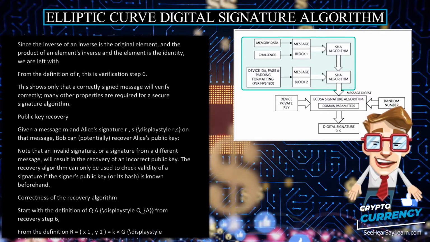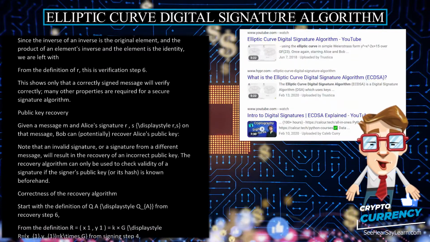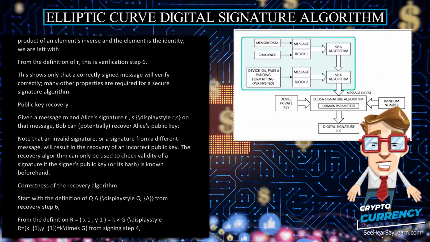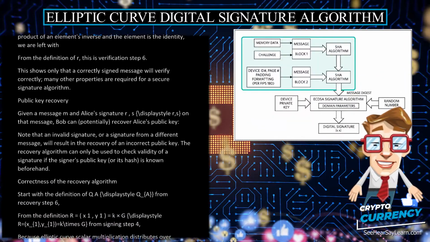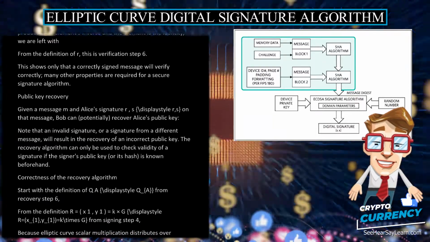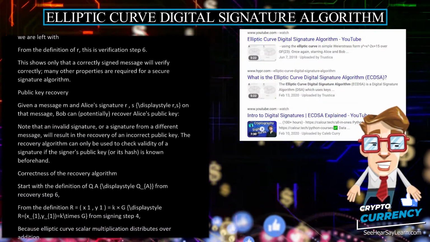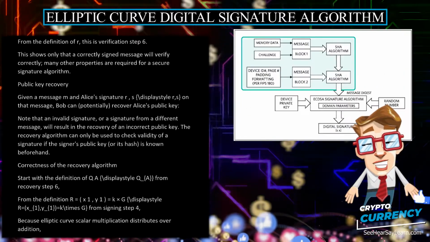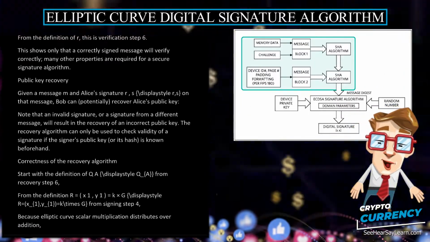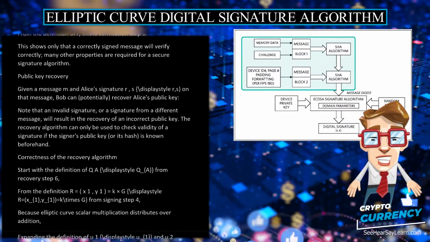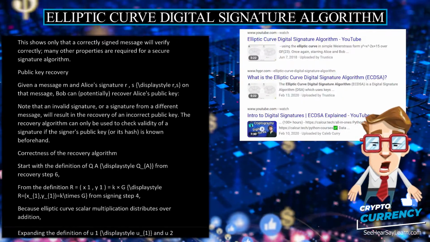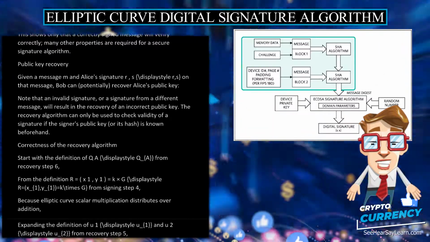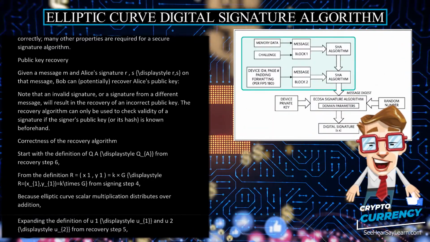This shows only that a correctly signed message will verify correctly. Many other properties are required for a secure signature algorithm. Public key recovery. Given a message M and Alice's signature (r, s) on that message, Bob can, potentially, recover Alice's public key. Note that an invalid signature, or a signature from a different message, will result in the recovery of an incorrect public key.